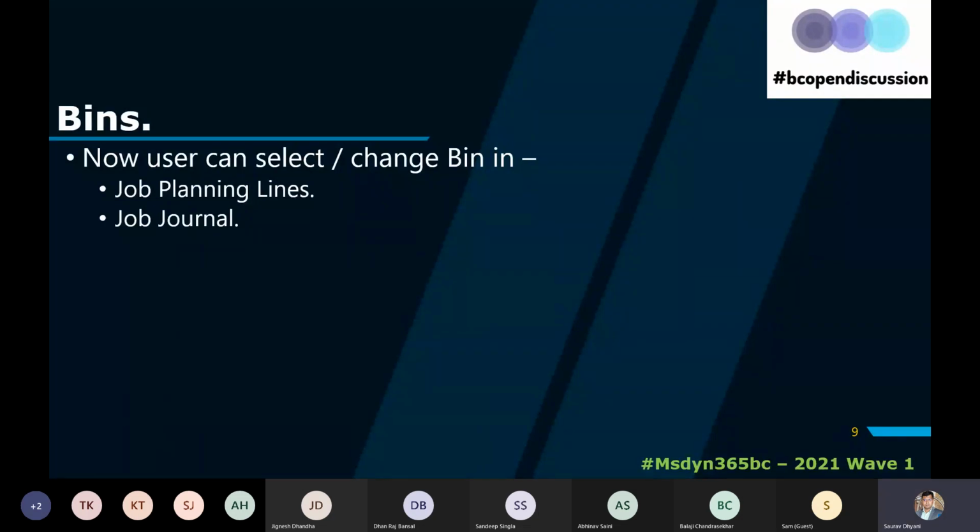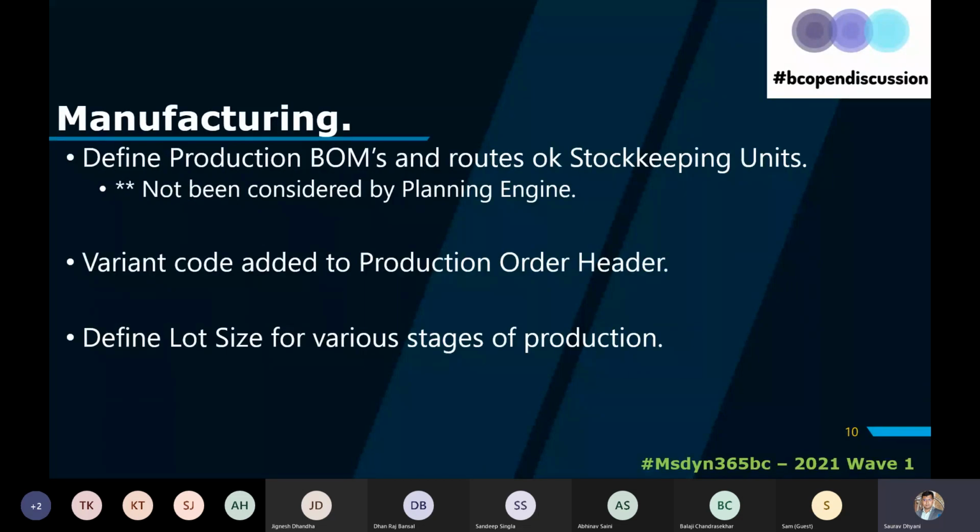The last thing that I read about, or maybe I saw a video somewhere, is around what they changed in manufacturing. What they have done is that the production BOM and routes are now available on the stock keeping unit. Earlier the production BOM and routing numbers were only available on the item card, but now they are also available on the SKUs for the item.